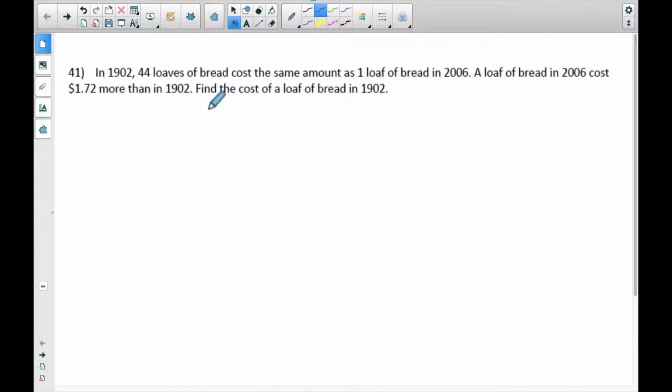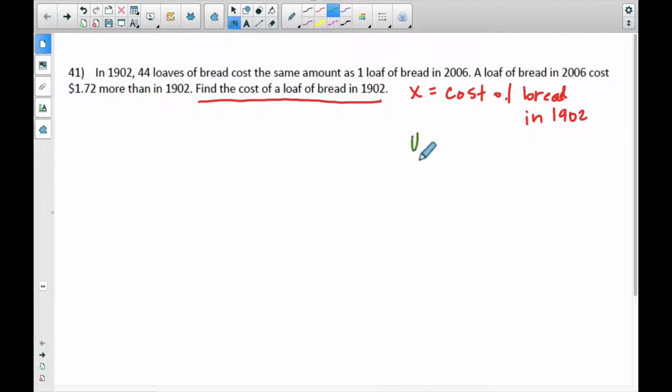That being said, usually the actual question is the last thing in the paragraph. So what we're actually looking for is the cost of a loaf of bread in 1902. Since that's what we're looking for, I'm going to call that X. So X is the cost of bread in 1902. Now we also have a cost of bread in 2006, so maybe I will call that Y.